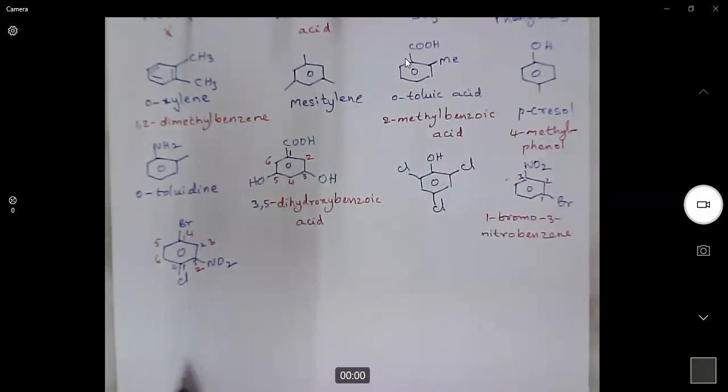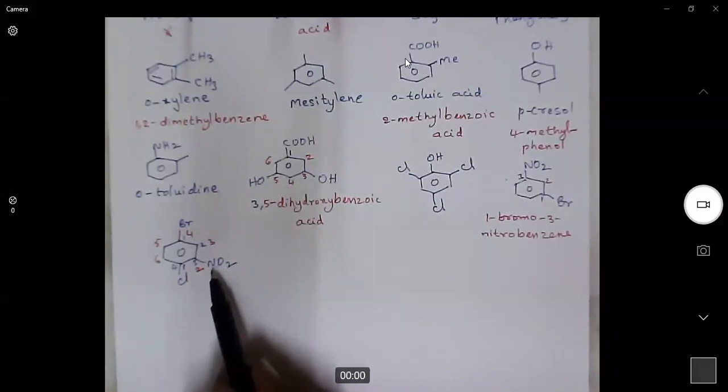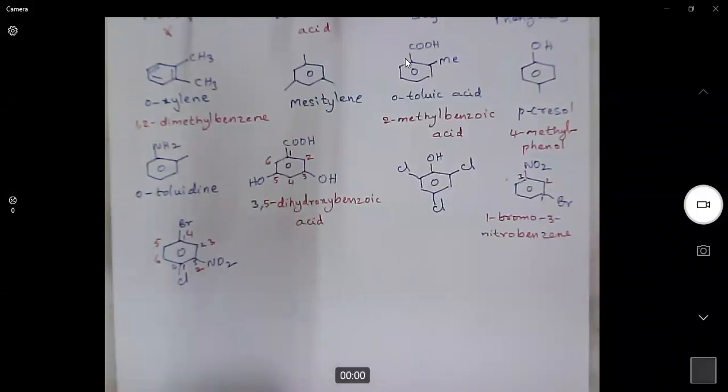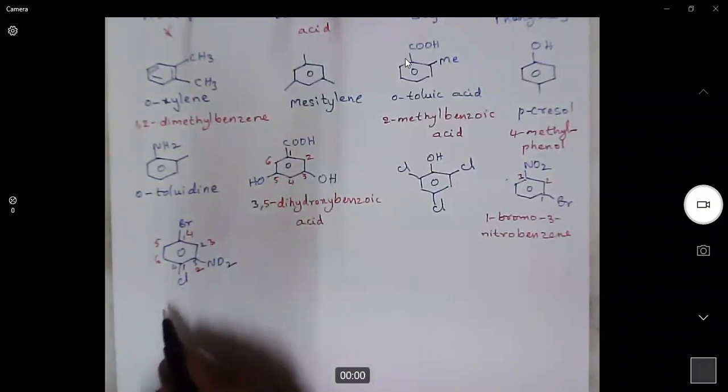alphabetical order. Among the substituents bromo, chloro, nitro: B, then C, and then N. This is the alphabetical order. So we must give the numbering in that fashion. And I'm giving the IUPAC nomenclature, so I'm writing it with the red pen.